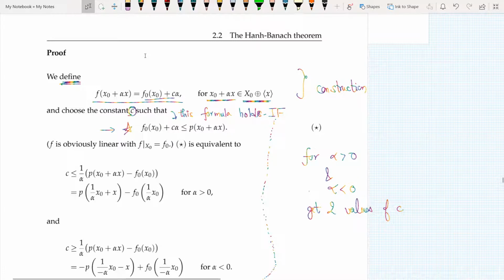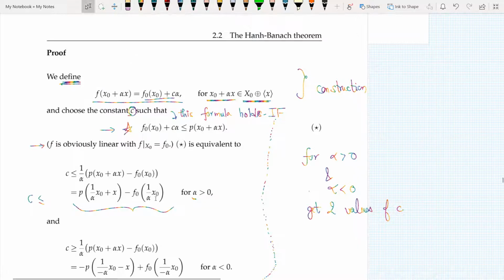Now, how do we proceed with the proof? We say that okay, f is obviously linear. This is very trivial. I would leave it to the reader to verify that it's linear. And now let us choose my alpha to be greater than 0. So if my alpha is greater than 0, I would take my f naught x naught to this side. This is all I have done. I've taken f naught x naught to that side, divided by alpha, and now my c comes out to be less than or equal to this quantity.